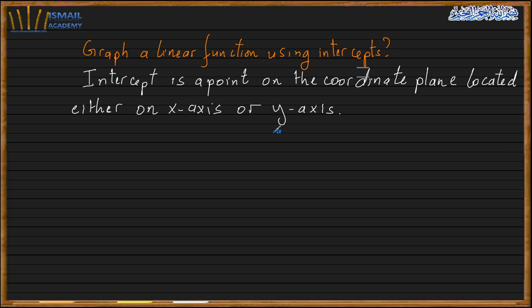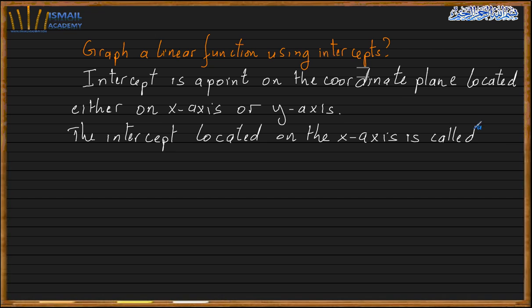So the point located on the x-axis is called the x intercept. The intercept located on the x-axis is called the x intercept.